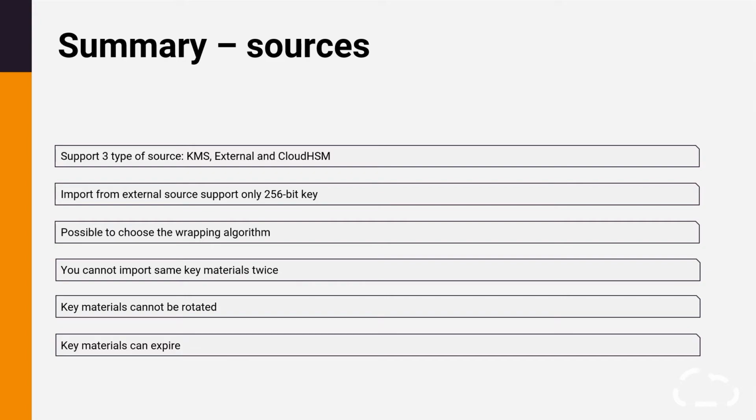Here you have 3 types of sources: KMS, external from outside, and CloudHSM, but only 256-bit keys are supported. You can choose the wrapping algorithm at the stage of import. You cannot import the same key material twice, because AWS is tracking it. And about the rotation, you have only one way, to rotate them manually. As for the automatic way, you can just set the expiration date.